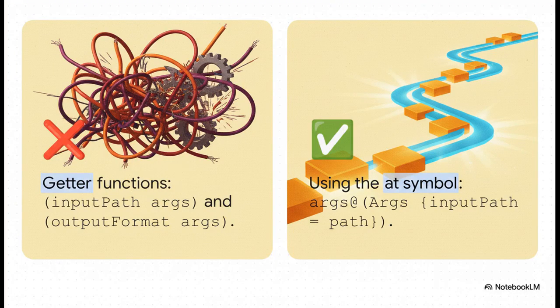Let's actually see that in action. Over on the left, we've got the before state. Just look at those getter functions, input path args and output format args. They are super repetitive and, frankly, visually noisy. But now, check out the after state on the right. By utilizing the @ symbol, we establish args at and simultaneously grab what we need. Input path equals path and output format equals fmt. And this brilliantly illustrates the glow up. It's so much more direct.